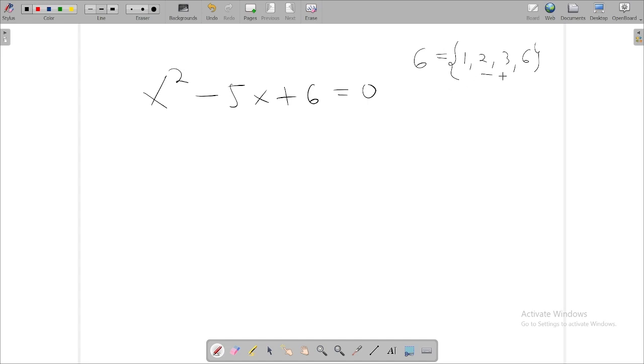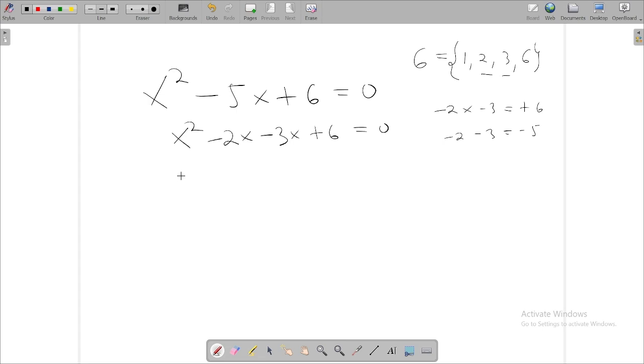So considering 2 and 3, if we take negative 2 times negative 3, it gives us positive 6. If we add negative 2 minus 3, it gives us what? Negative 5. So we can use that. So we come back to our question. We have x squared minus 2x minus 3x plus 6 is equal to 0.